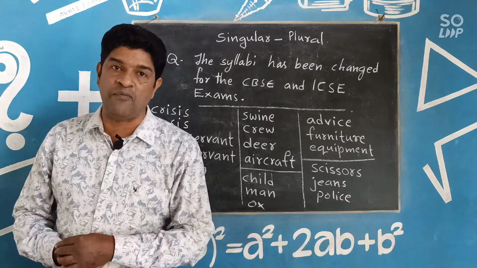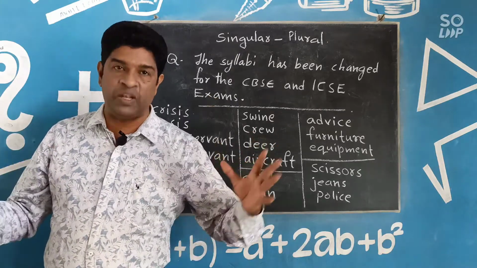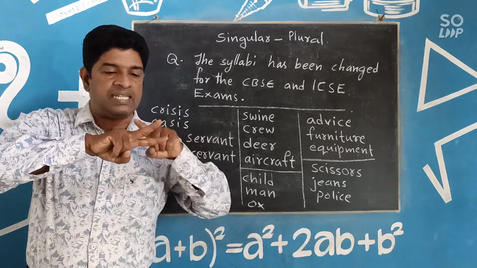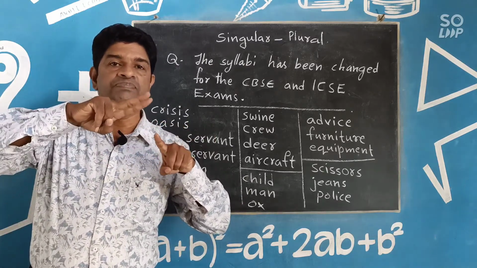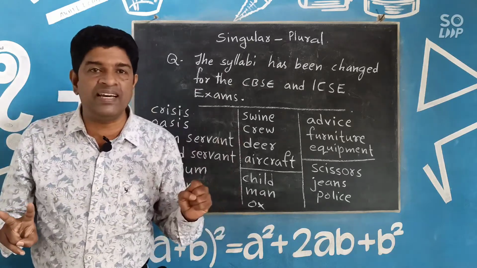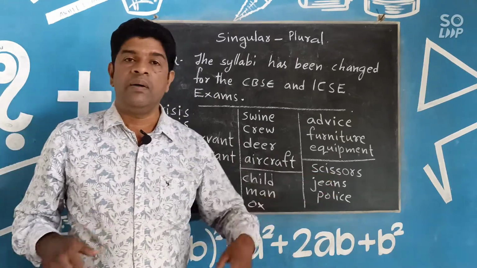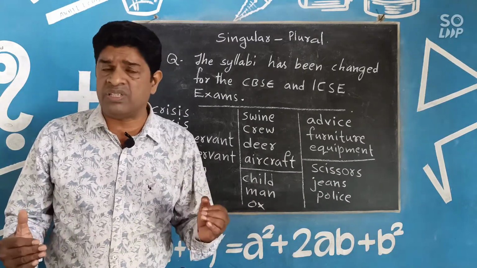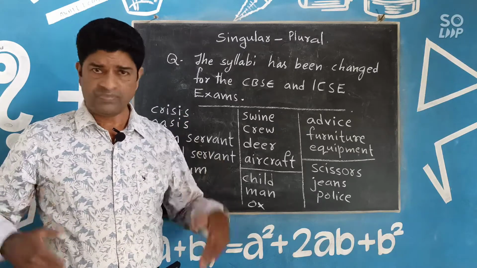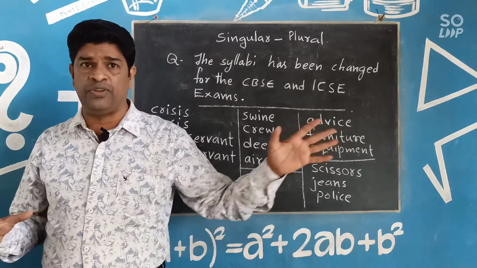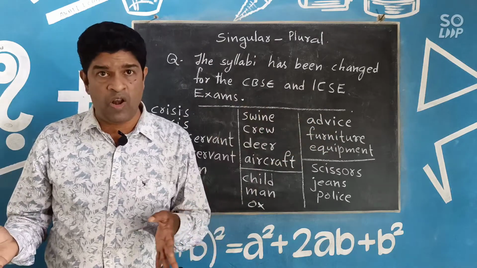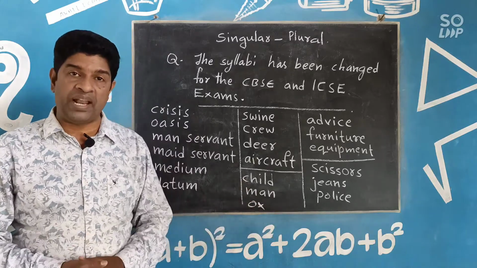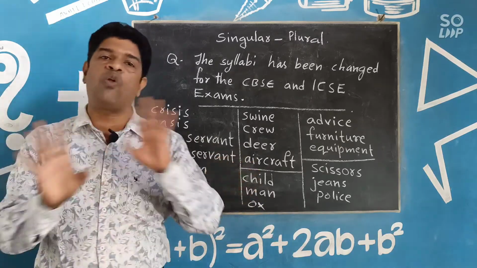But consider some words, they are always in plural form. Suppose the case of scissors. Scissors has two portions. That's why it's not scissor, it's scissors. My pants is not pant or trouser, it is trousers. Not jean, but jeans, all of you know that. Police is a plural noun. People is a plural noun. Cattle is a plural noun.